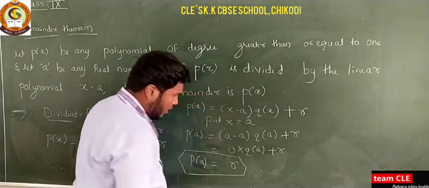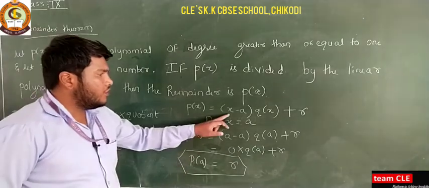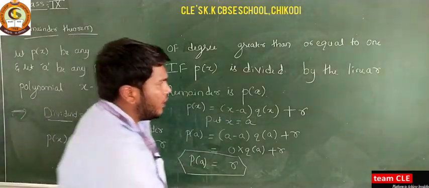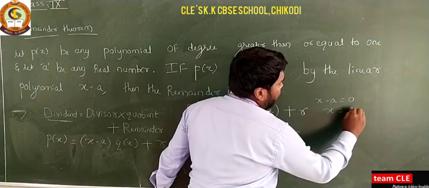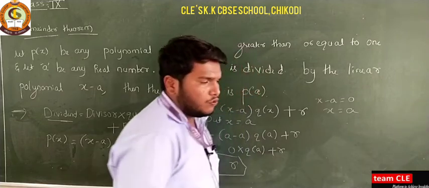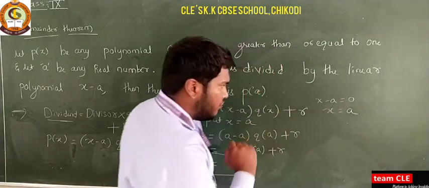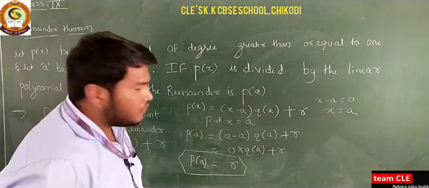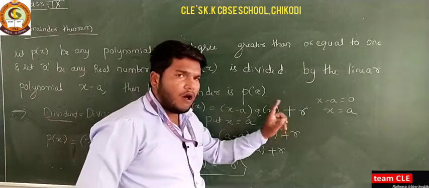So this is your remainder theorem. Whenever you have to, equate x minus a is equal to 0. If I extract x minus a is equal to 0, you are getting the answer as x is equal to a. If you are getting x is equal to a, you have to put it in this equation and solve. That is p of x is equal to x minus a into q of x plus r.